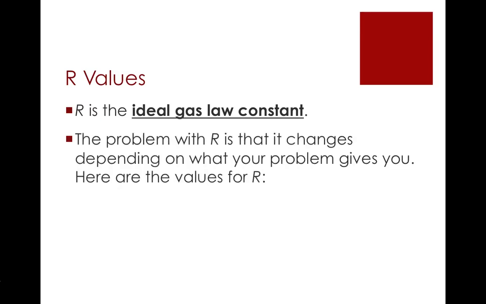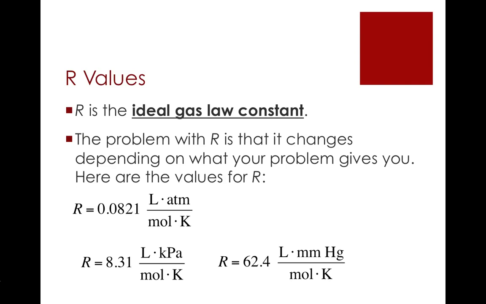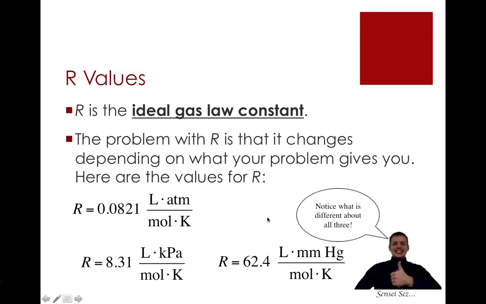But the problem is that it will change. I know this is going to sound weird. The value of R will be different depending on what the problem gives you. These values are always constant, but they're different. Now I want you to really look. Aside from the numbers, there's something about each one of these that is different each time. If you notice, this one's in atmospheres, this one's kilopascals, and this one is millimeters of mercury. So in each one of these, the pressure has a different unit. Notice they're all liters, moles, Kelvin, but the pressure has a different unit.